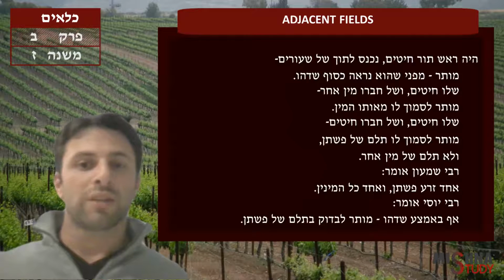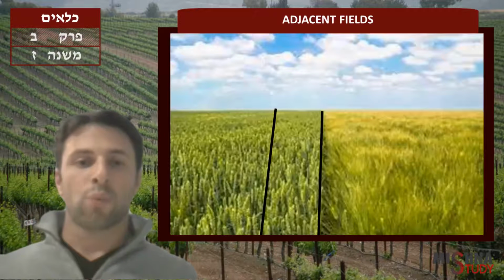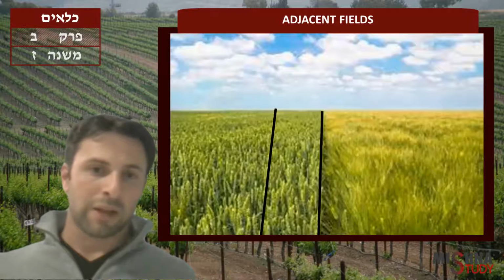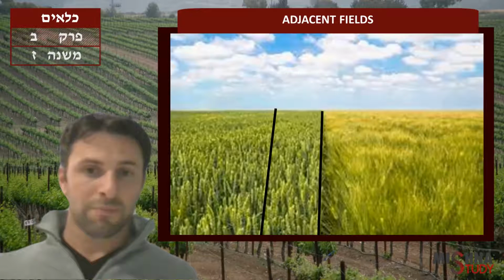Now let's say shelo hitim v'shel haviro min acher. He had wheat. Look at the left side, before one black line, he had wheat. And his friend's field, all the way on the right, that was barley. Now, what about this middle part of the field? It belongs to him.